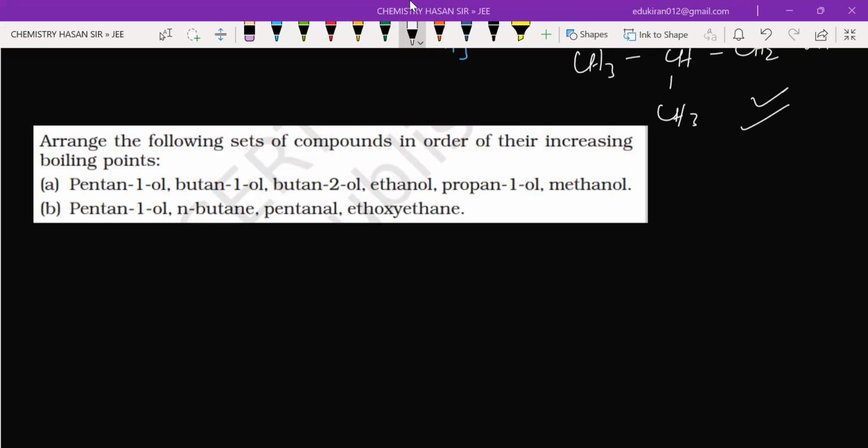Methanol will have the most boiling point. Methanol, according to the order that you gave me, it means it will have the most boiling point, right? Sorry, check again. Yes, it's wrong. I'll do it again.